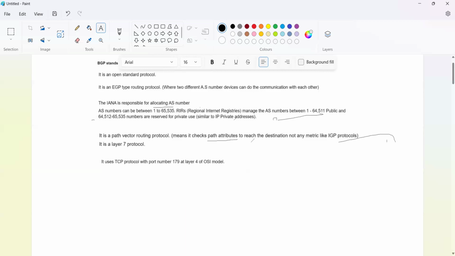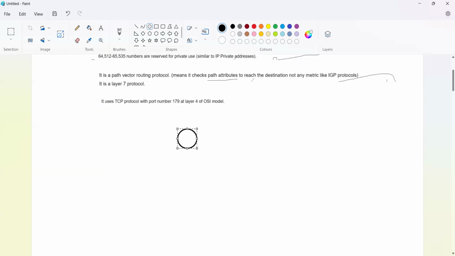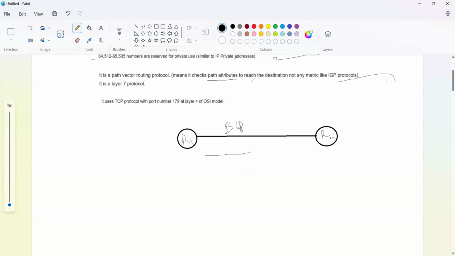So what is the requirement of that? See, we have two neighbors. They are connected like this. Whenever we enable BGP between R1 and R2, first, BGP is a reliable protocol. Reliable means it will use the three-way handshake. BGP uses the three-way handshake because it is a reliable protocol, with the help of TCP port number 179. So now we'll discuss what the TCP three-way handshake is.